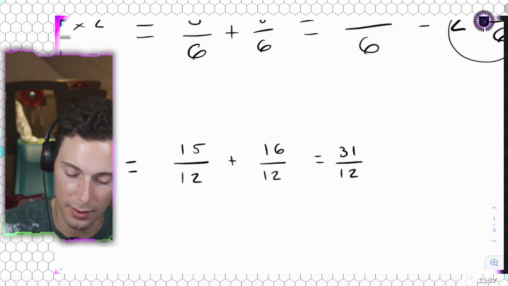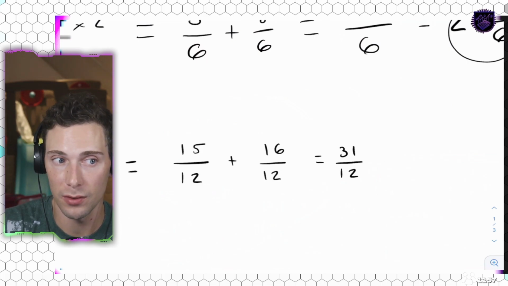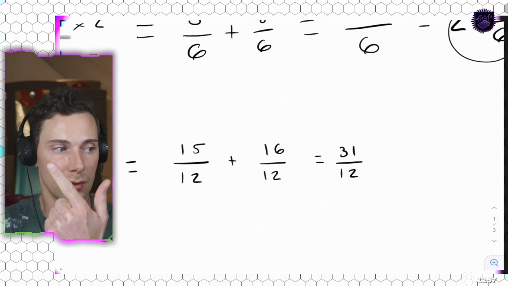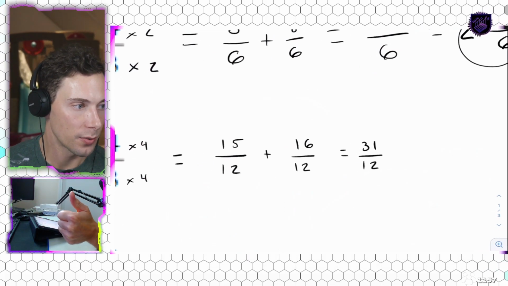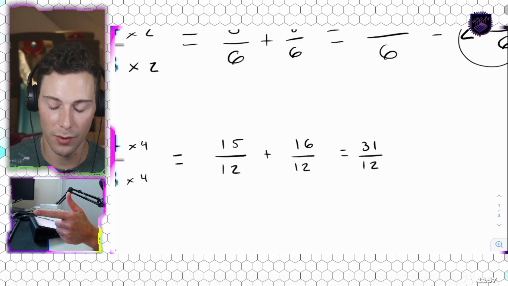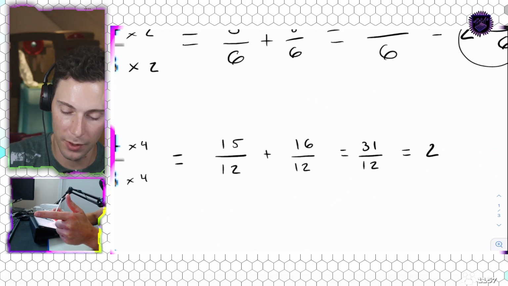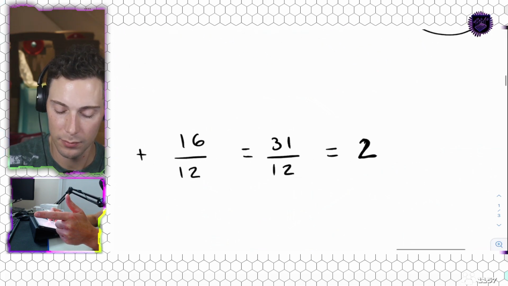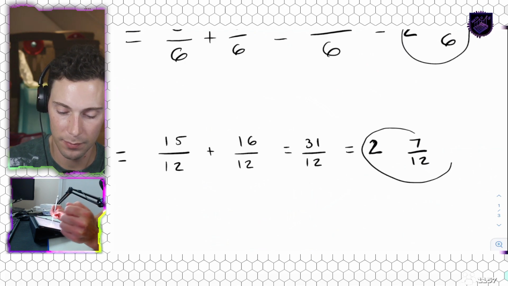31/12. And we can rewrite this as, how many groups of 12 are in 31? 1 group is 12, 2 groups is 24, and I can't go any more. So 31 minus 24, 2 whole groups so far. 31 minus 24 is going to be equal to 7. So 7/12. 2 and 7/12 will be my answer.